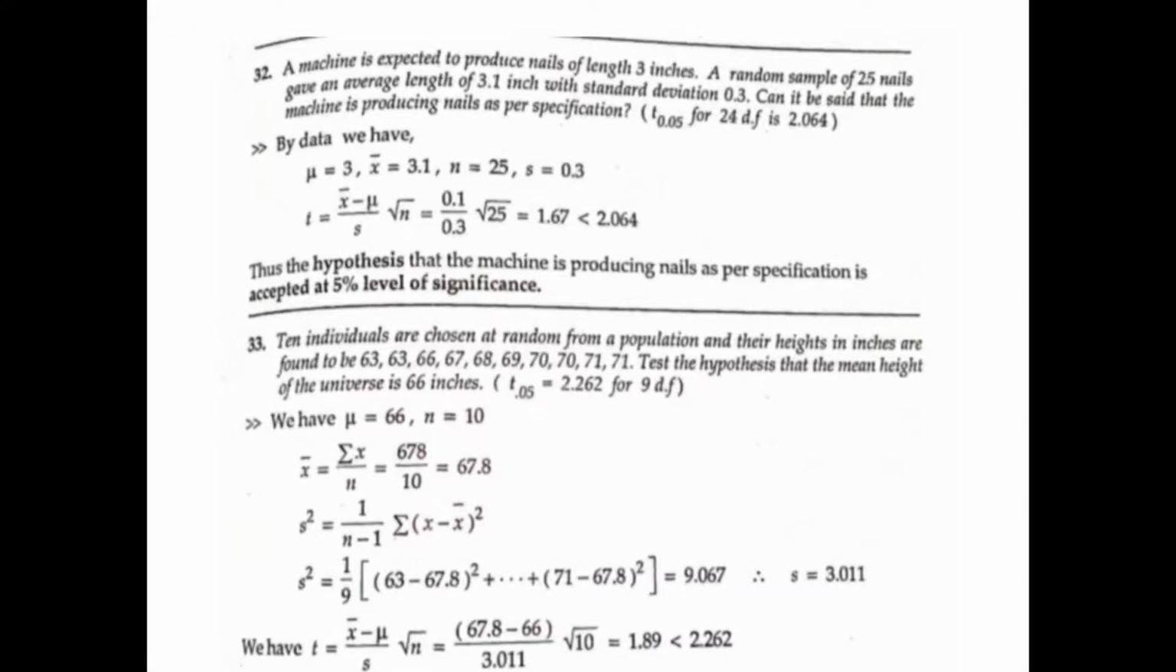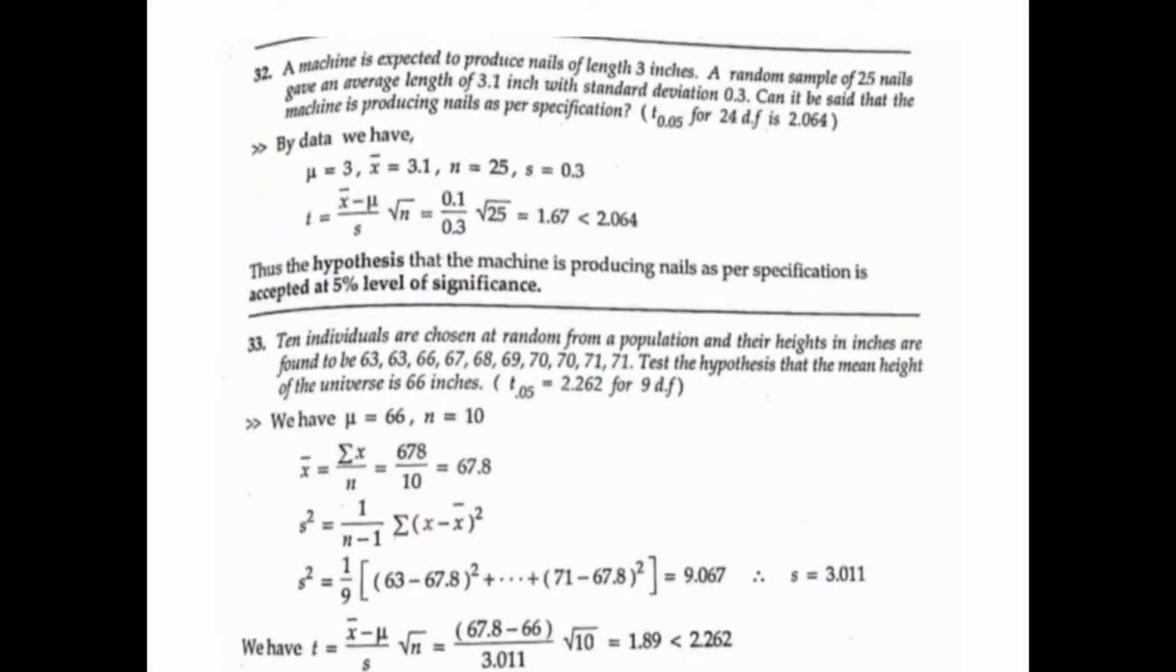another small question that says a machine is expected to produce nails of length 3 inches. The random sample of 25 nails gave an average length of 3.1 inch with standard deviation 0.3. Can it be said that machine is producing nails as per specifications? Can we tell that? They have already given the hypothesis for you, just have to consider it, and I told you, the tabular values will be specifically given in the question for the given degrees of freedom.